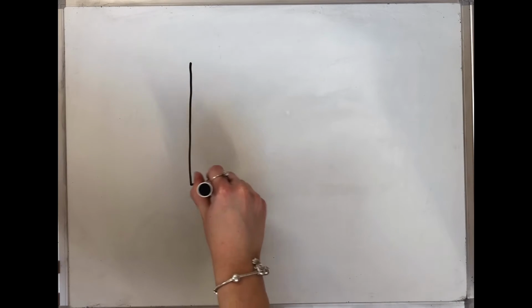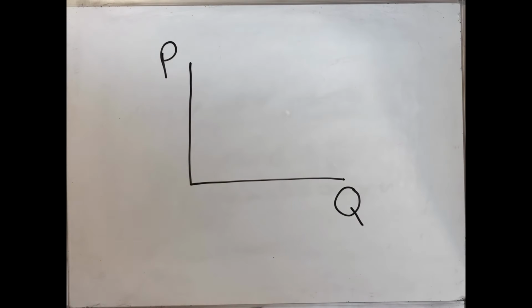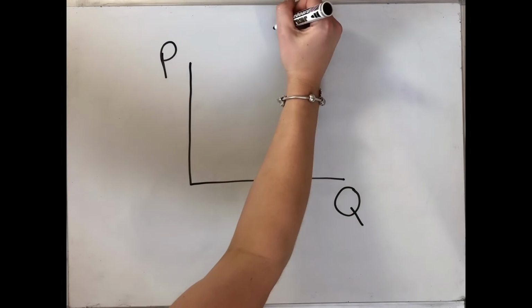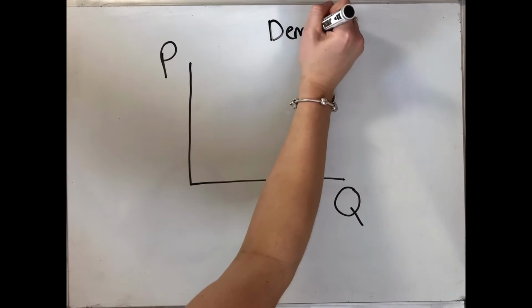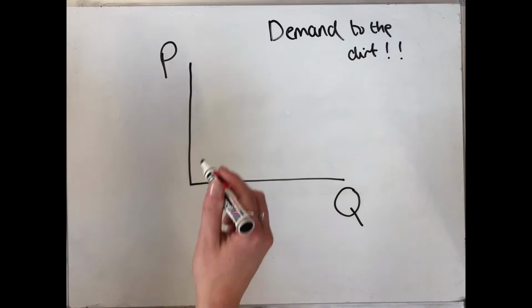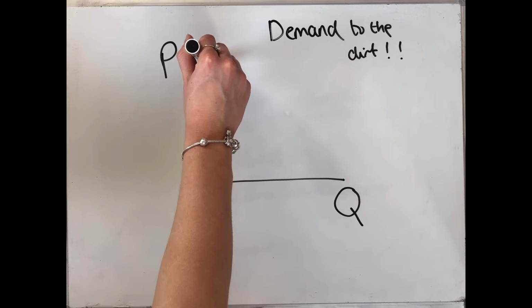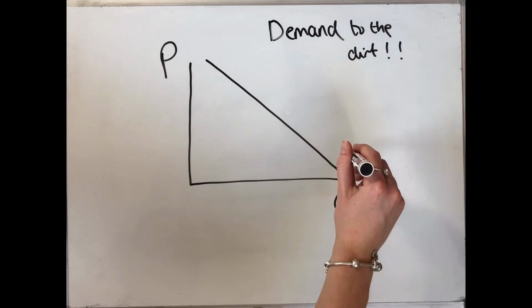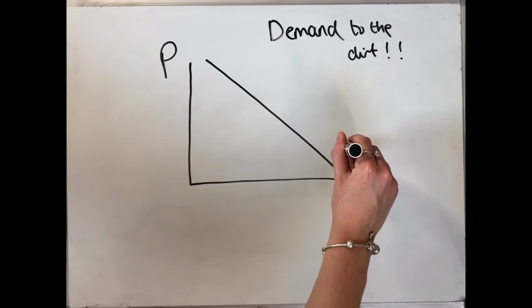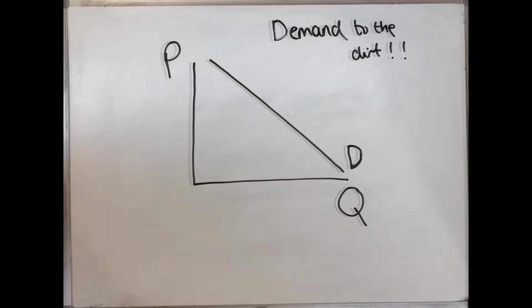So now I'm going to show you how you would draw the demand curve. For this, we plot an axis of price versus quantity. To remember which way the demand curve needs to be drawn, you can remember the saying, demand to the dirt. What I mean by this is that we start high and we go low, and we label that curve D for demand. So the demand curve shows how quantity demanded is affected by a change in price.